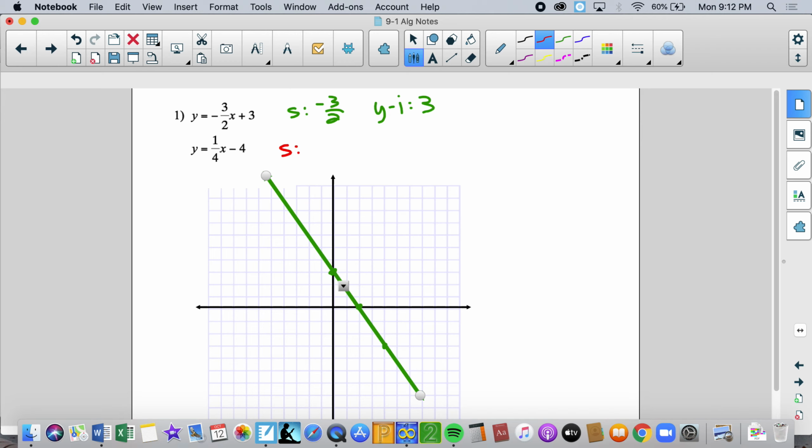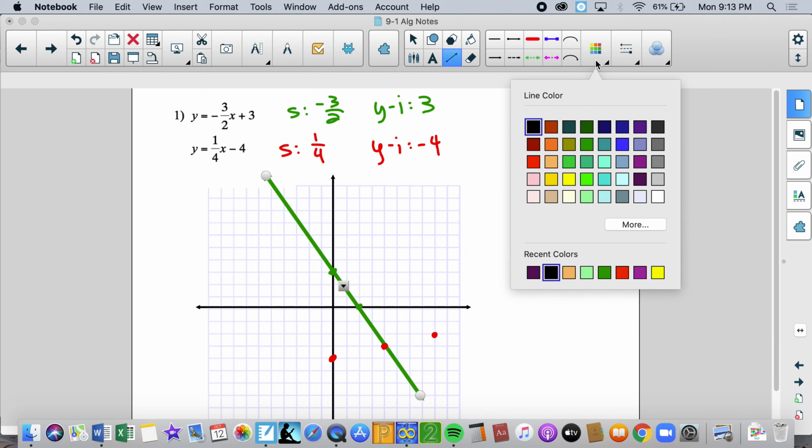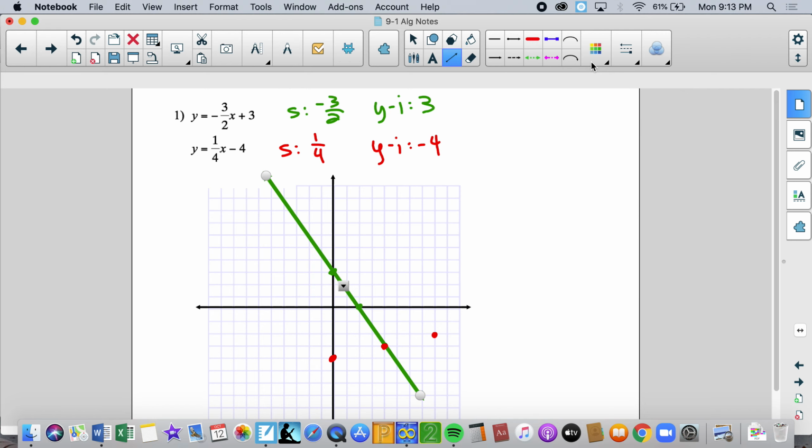The other equation's slope is 1/4 and the y-intercept is -4. So let's graph that. The y-intercept is -4. We go on the y-axis to where -4 is. That's down 1, 2, 3, 4. And then we use the slope, which is up 1, right 4. Up 1, right 4. We're going to connect those points. Make it a little bit larger, and we're going to make it red. Connect those dots, and we see where the intersection is.